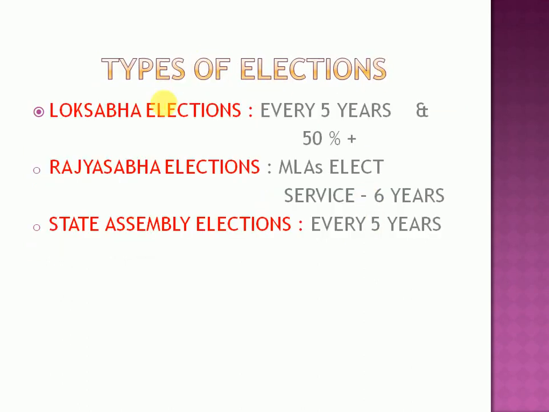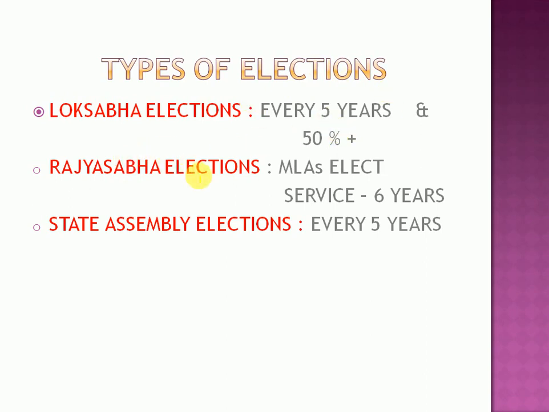Coming to types of elections. Now, basically, there are 3 types of elections that happen. Now, the first is the Lok Sabha election that happens every 5 years, and in order to win the elections and form the government, it requires a majority of 50% plus 1. More than 50% of seats are required to form the government.